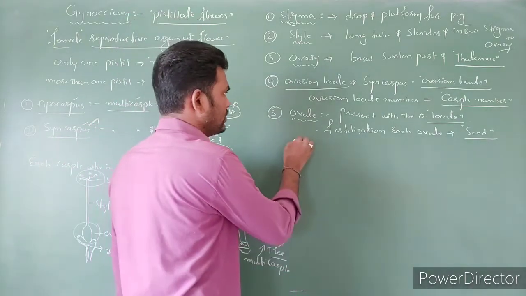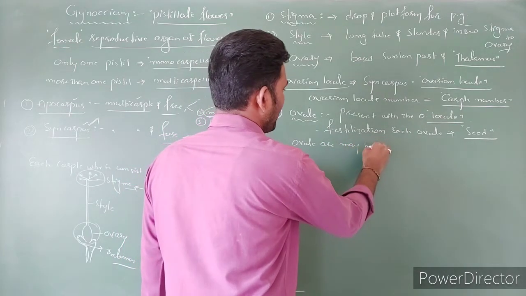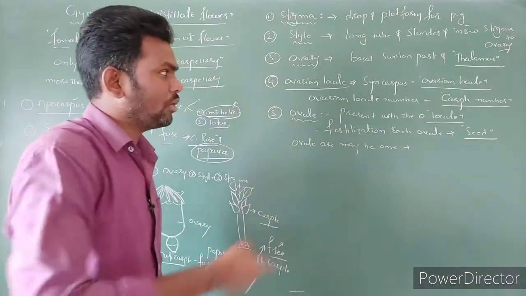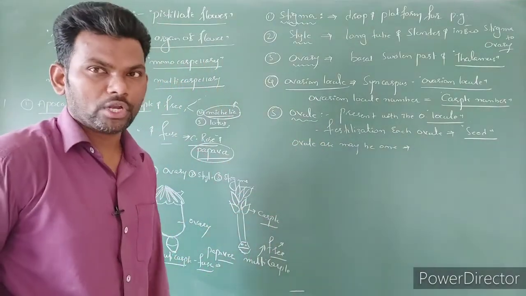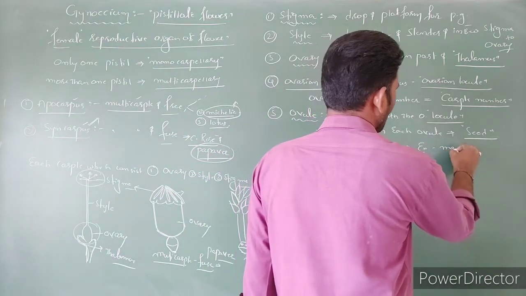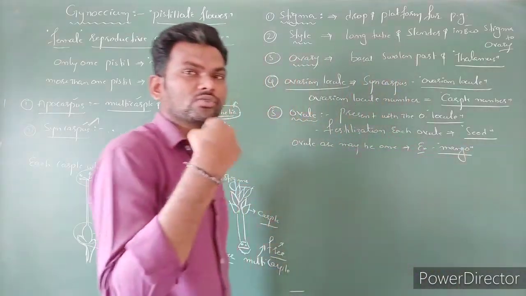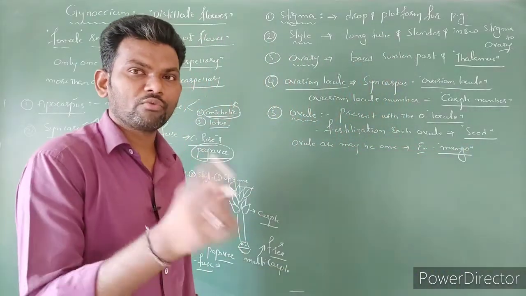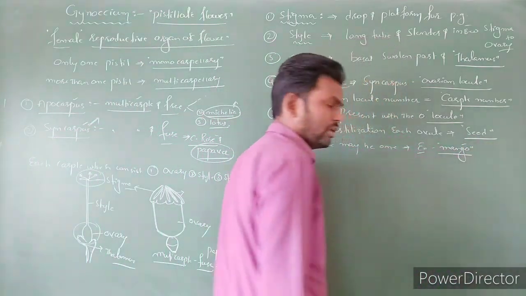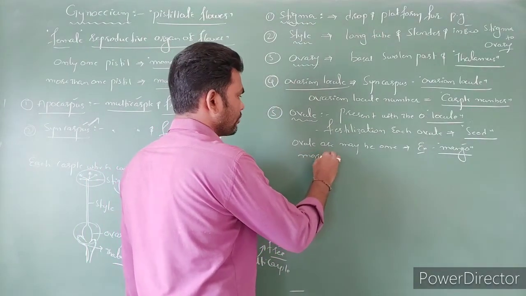So here, sometimes only one ovule we can notice within the ovary or within the ovarian locule. The best example is mango. Only one ovule is going to become one seed. Within the fruit we can notice only one seed, right? Mango, rice, wheat, these are all examples.